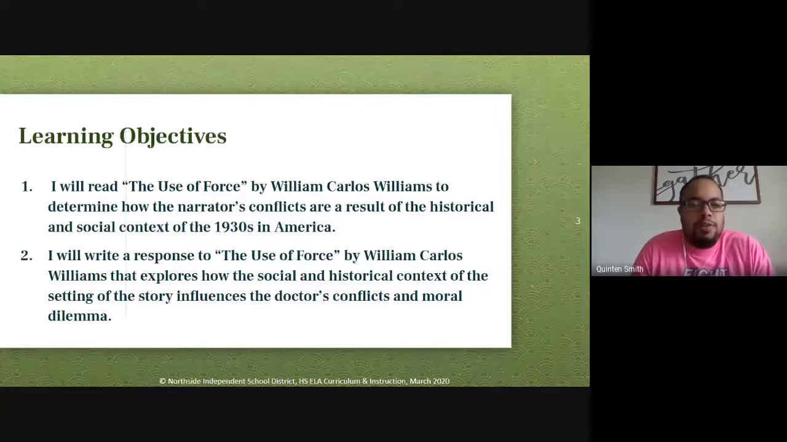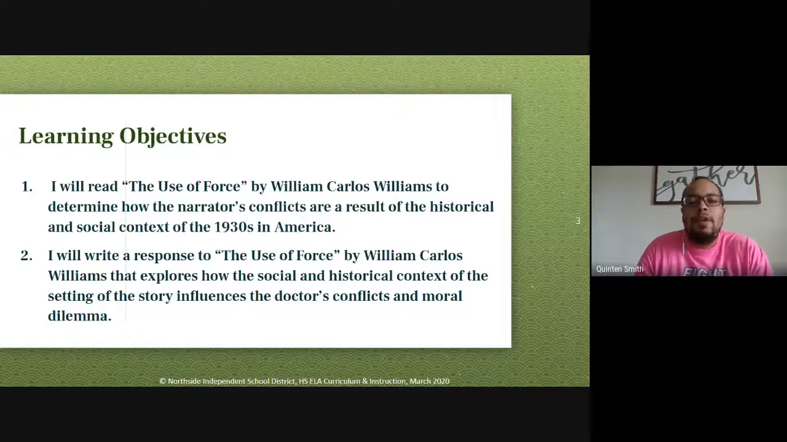The learning objectives for this week is we will read The Use of Force by William Carlos Williams to determine how the narrator's conflicts are a result of the historical and social context of 1930s in America. And then we will write a response to The Use of Force by William Carlos Williams that explores how the social and historical context of the setting of the story influences the doctor's conflicts and moral dilemma.